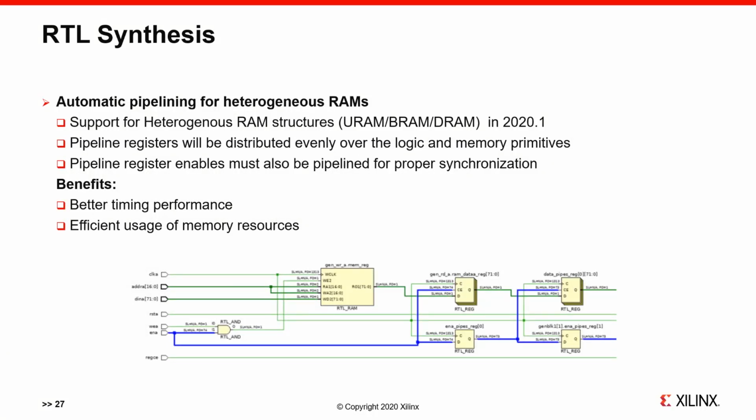In 2020.1, we gave the ability to have heterogeneous RAM structures. This was done to have more efficient types of RAM with less wasted space. In 2020.2, you can now add pipeline registers to these mixed RAM RTL descriptions, and synthesis will automatically balance the pipeline registers taking into account the types of RAM primitives used.